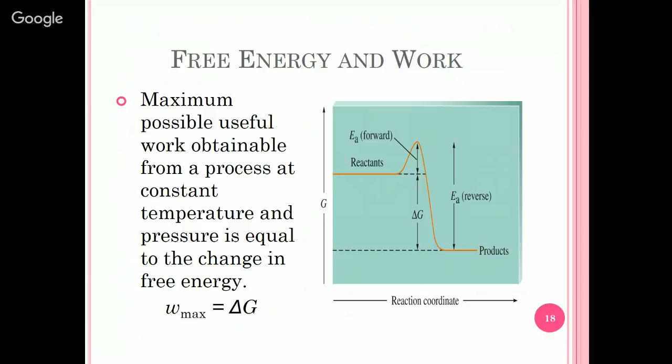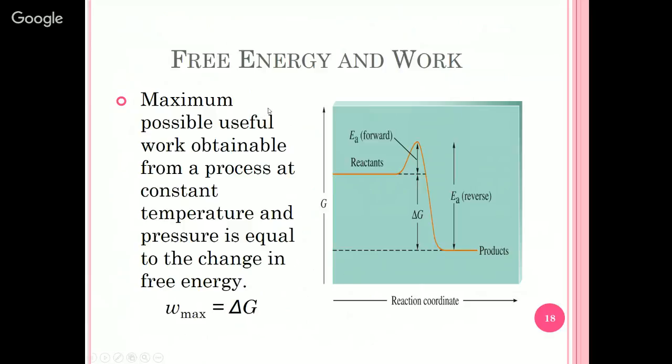So the maximum possible useful work comes from this free energy change. So Wmax, the maximum amount of work that you can get out of a particular reaction is the amount of free energy available. It's free energy. This reaction wants to go in a particular way based on its enthalpy and its entropy values, which allows us to have some energy. That free energy then can be applied to do work, which is make your cell phone work, make your iPad work because of that energy that is available.